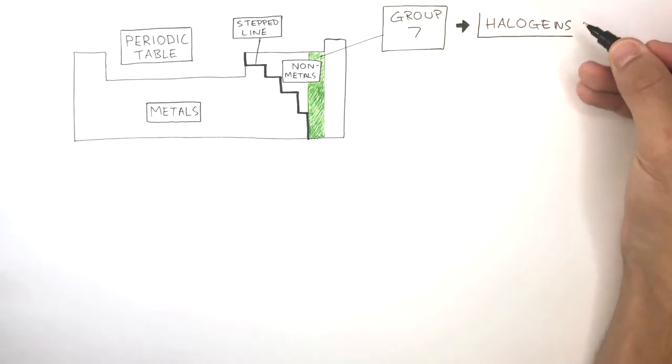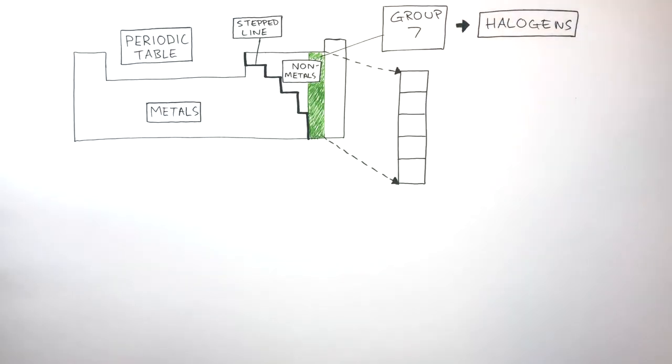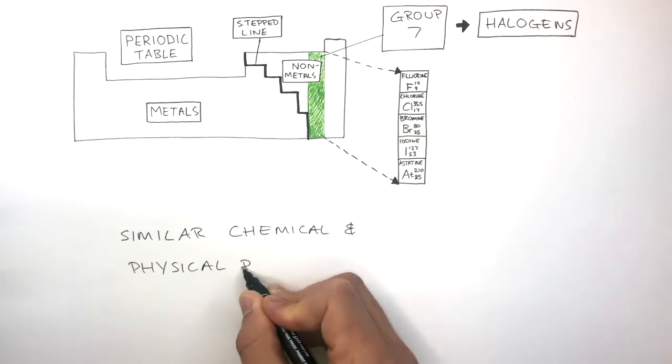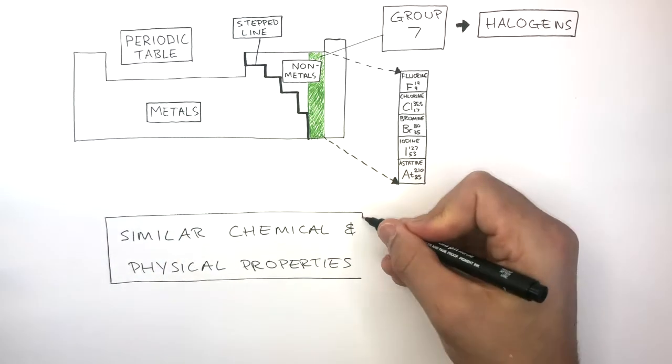You need to know the order of the halogens from top to bottom in the group. The first halogen is fluorine, followed by chlorine, then bromine, followed by iodine, and then astatine. The halogens have similar chemical and physical properties. However, this depends on what type of bonding they form.